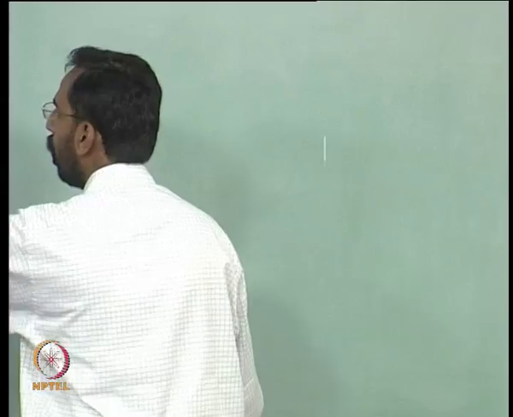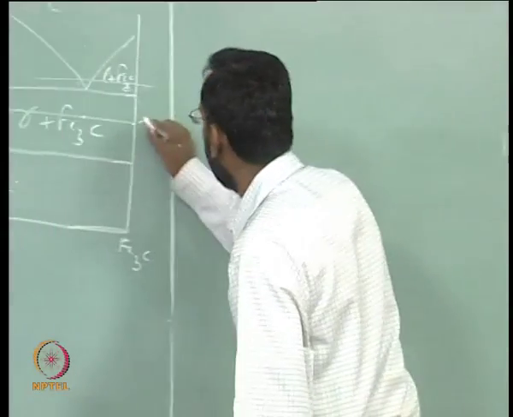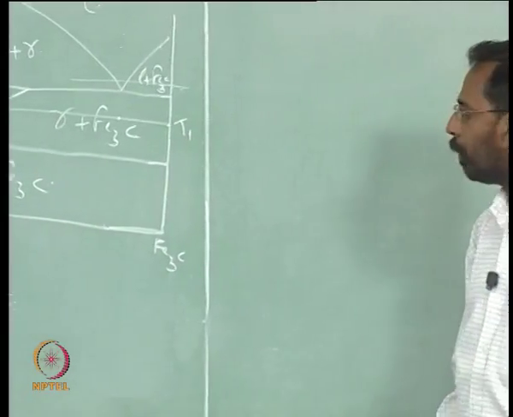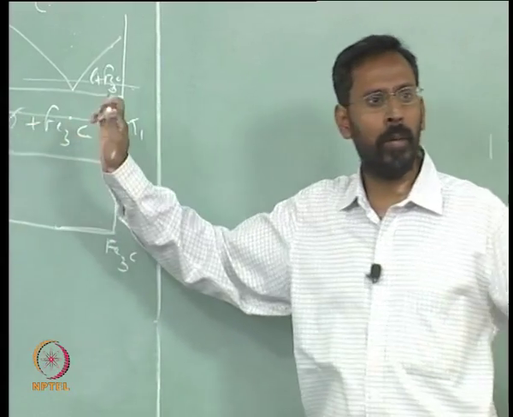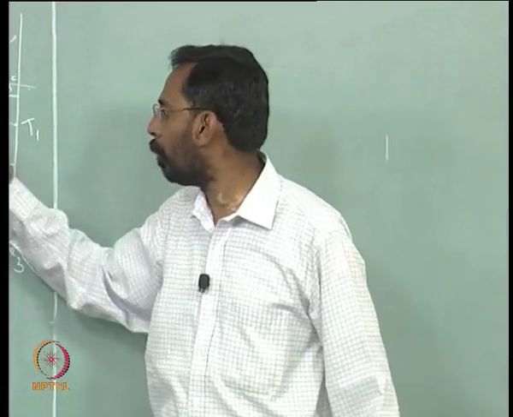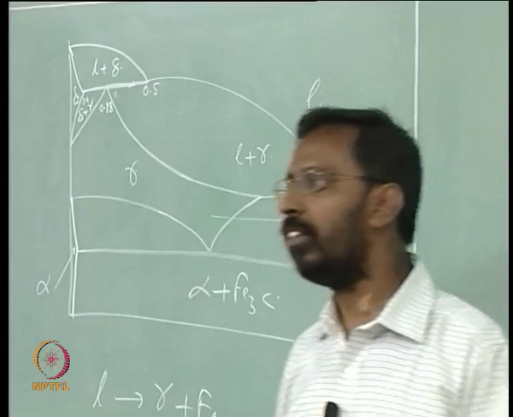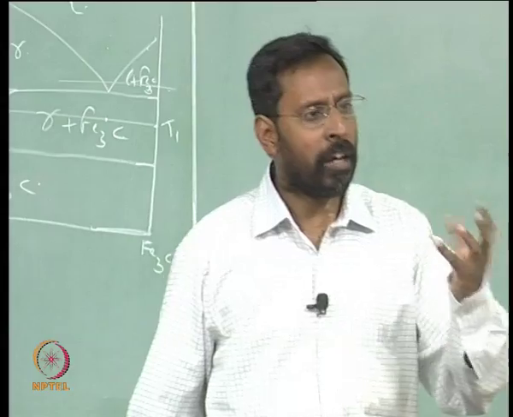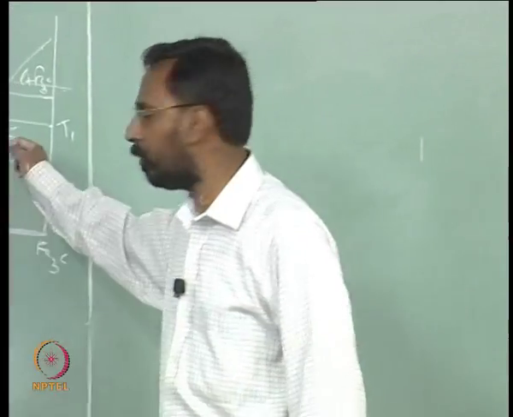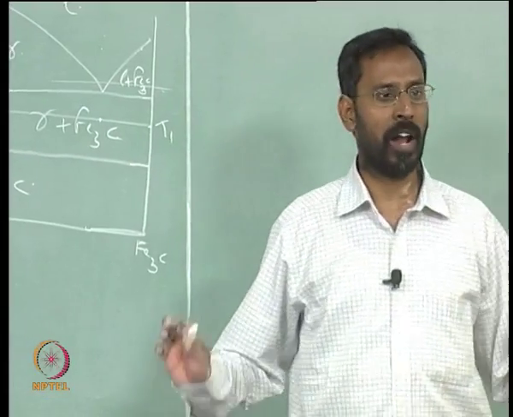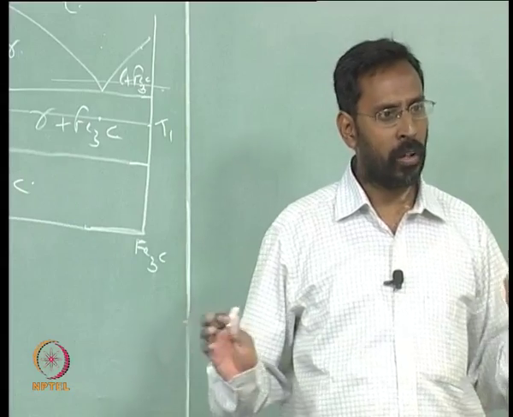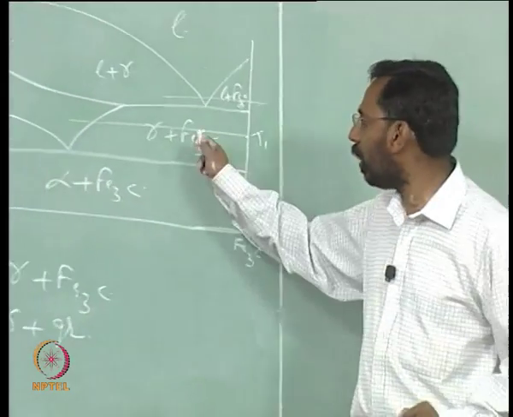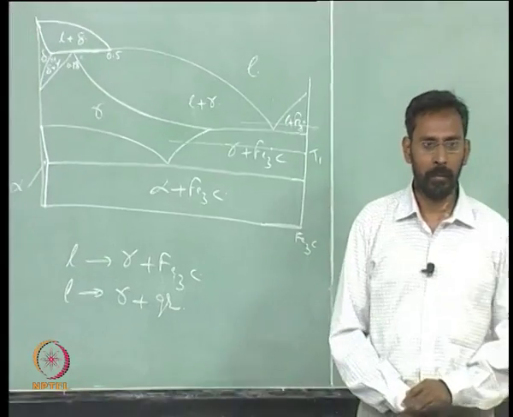Now let us look at this temperature. I call it T1 temperature. At T1 temperature, what is the equilibrium, what do I have? I have gamma plus Fe3C, but Fe3C is not a stable phase. So in principle, what is the equilibrium phase mixture at that temperature? It should be gamma plus graphite. Actually it should be gamma plus graphite, instead of that I have gamma plus Fe3C.